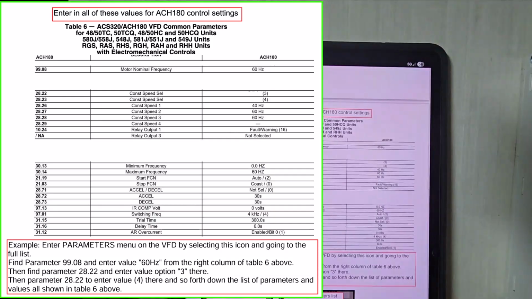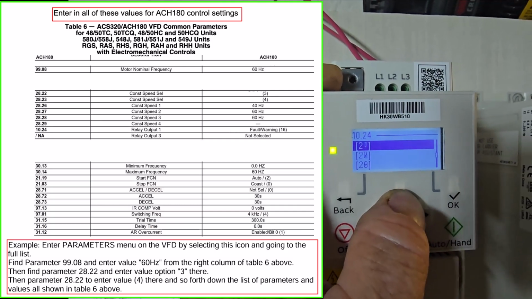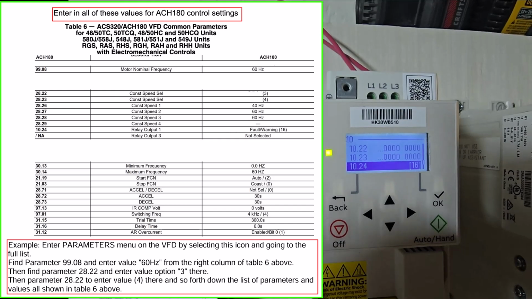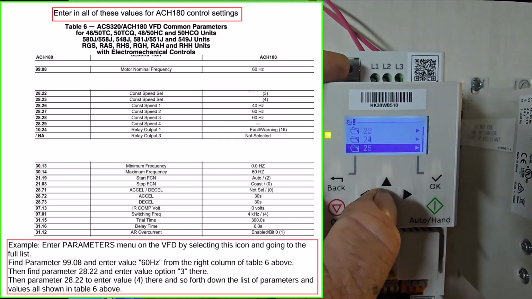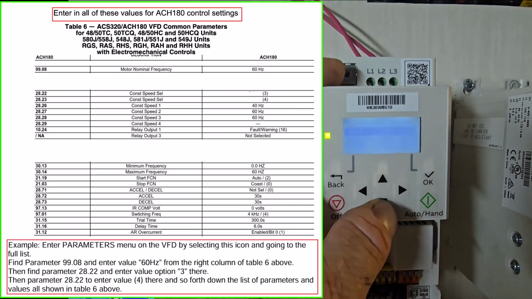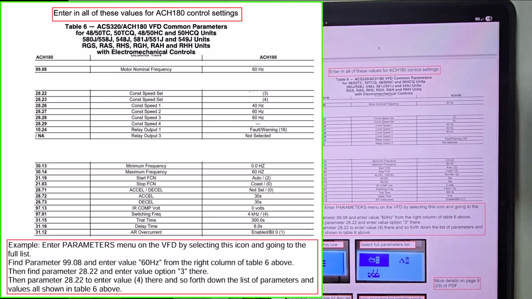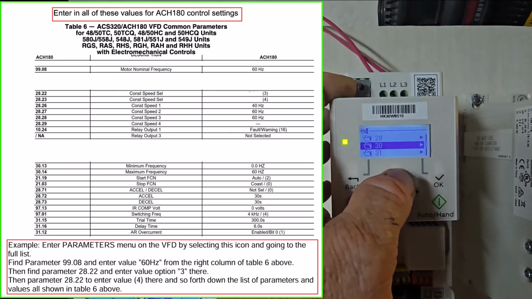We need 16. This is the relay output. It probably won't even change the way the machine works because nothing's hooked up to the relay outputs, but you still need to change it. Enter. There we go. 30, 13, hertz. And the next one, 30, 14, is going to be 60 hertz. You don't have to change those ones.